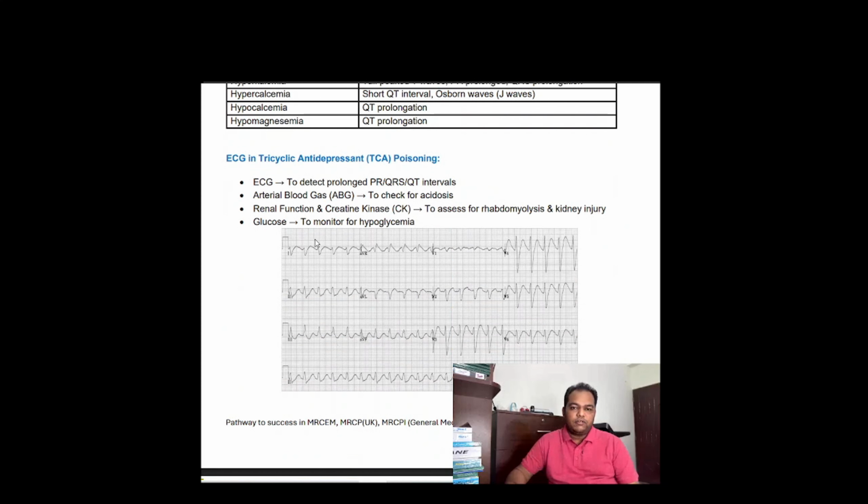The last topic of today's presentation is ECG in tricyclic antidepressant poisoning, that means TCA poisoning. The important ECG findings are PR interval or QT interval prolongation, and also QRS widening. These are the important findings we should memorize for the diagnosis of tricyclic antidepressant poisoning.